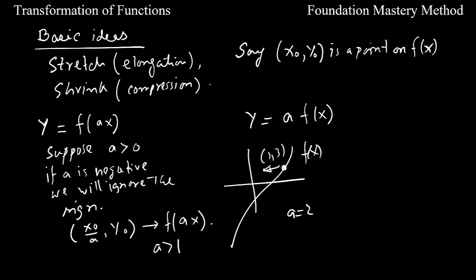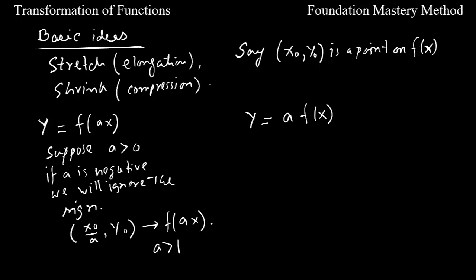On the other hand, if my a is, say, 1/3, then the point here is (1, 3). So (1, 3) becomes 1 divided by 1/3, which is 3. So then the point will move on this side. So then you can see that it is horizontally stretched by a factor of 3. Always you take the reciprocal of this for horizontal.